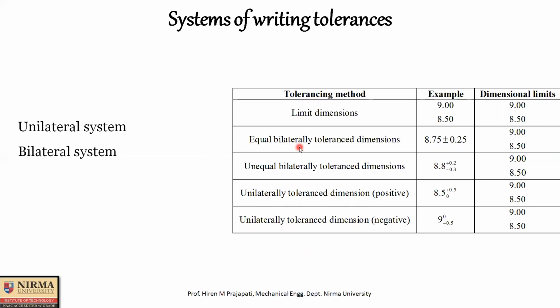But equal bilateral means you are putting your tolerance zone such that it is equally split on both sides of the basic size, on the positive side and negative side equally, then that is called an equal bilateral. If it is unequal on both sides, then that is called an unequal bilateral. So till this we have discussed in the previous video, in the previous session.